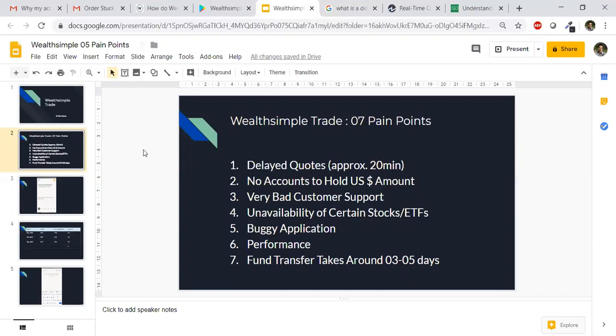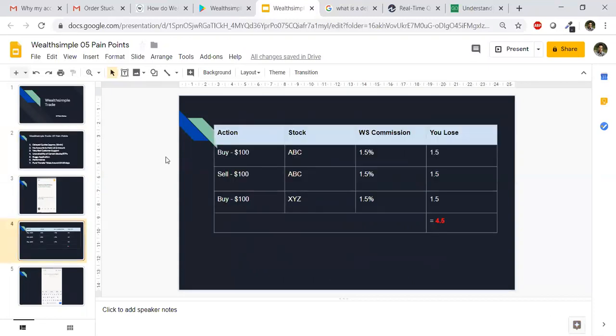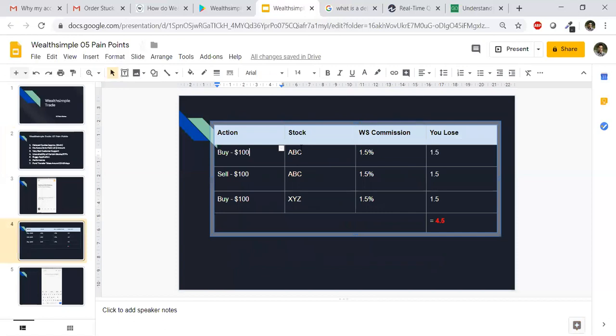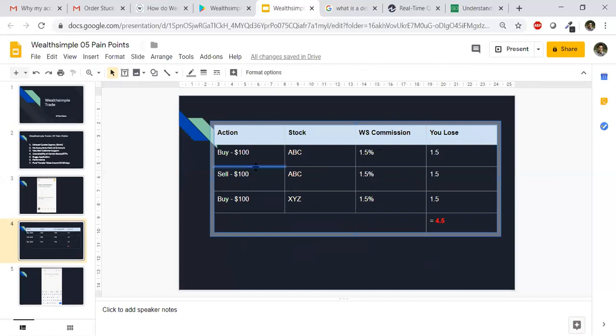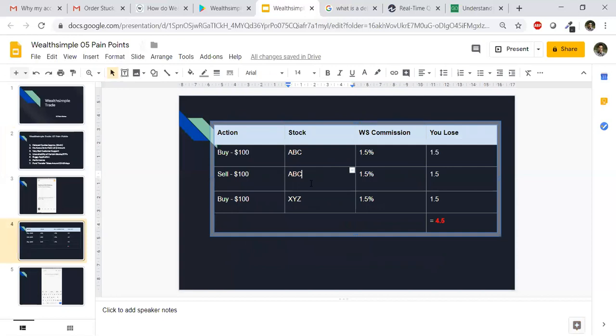To understand this one, let's take this example. Let's suppose you are going to buy $100 of any stock like ABC. They will charge you a commission of 1.5% and you're going to lose $1.5. And now you're going to sell that $100 stock of ABC. They will charge you 1.5% again and you will lose $1.5 again.